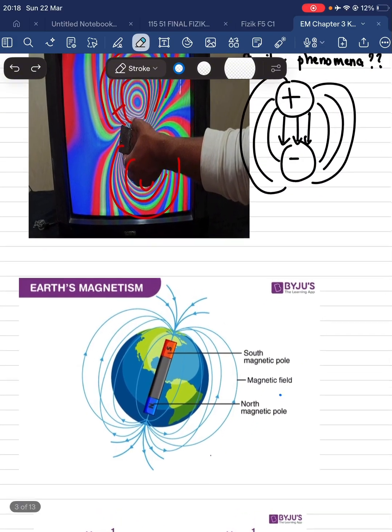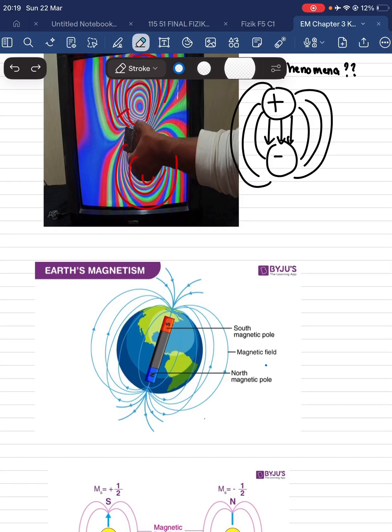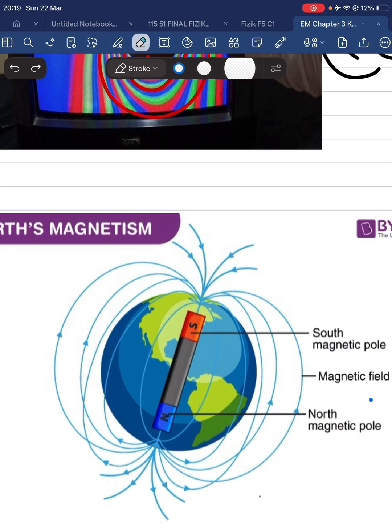So magnetic field and electric field are somewhat similar, but the source is quite different, because in an electric field you have two charges, but for a magnetic field you have two poles, north and south, right? And of course the field line, the imaginary field line, is sourcing from the north to the south, right?